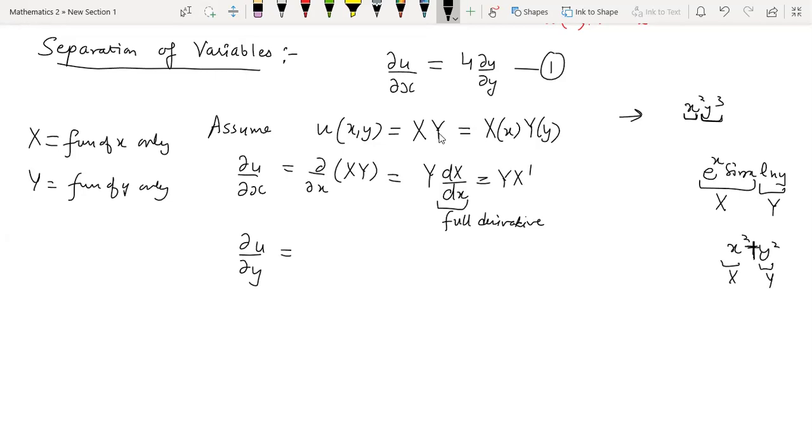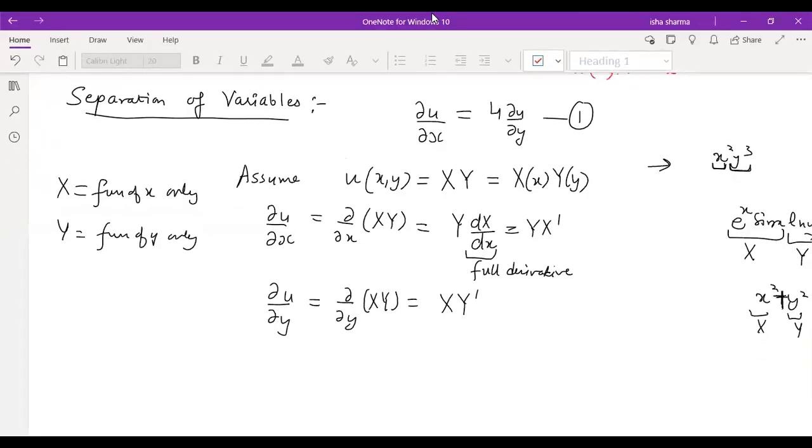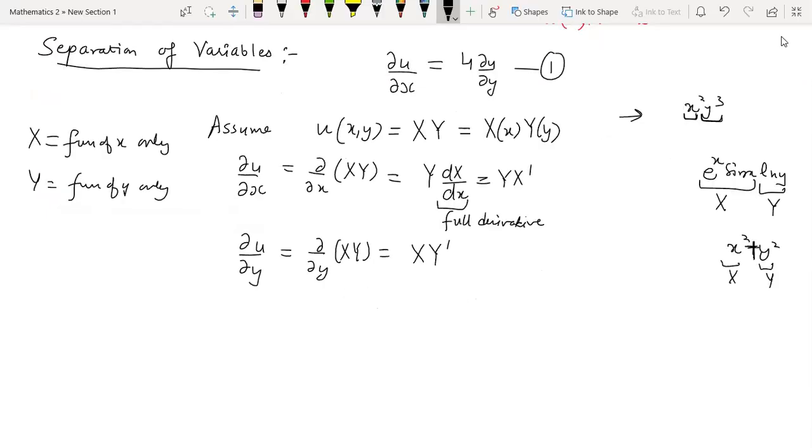And similarly, del u by del y is going to be del by del y of XY. So this is going to be X Y dash, right? So if anybody has any doubt till this point, then you can ask. Okay, this is easy. I'm just computing del u by del x and del u by del y because I need to put them into equation number one.